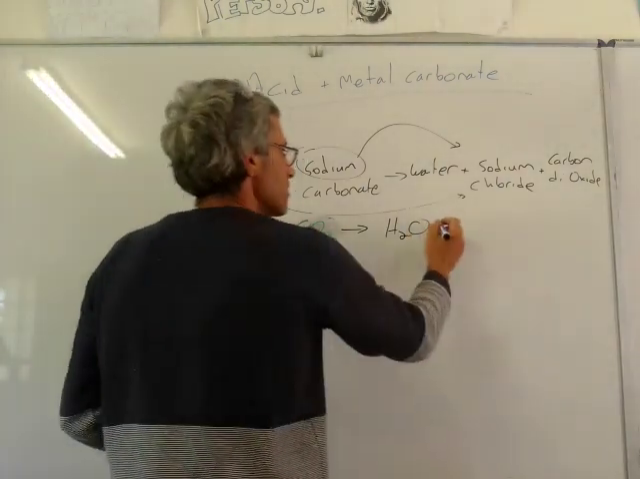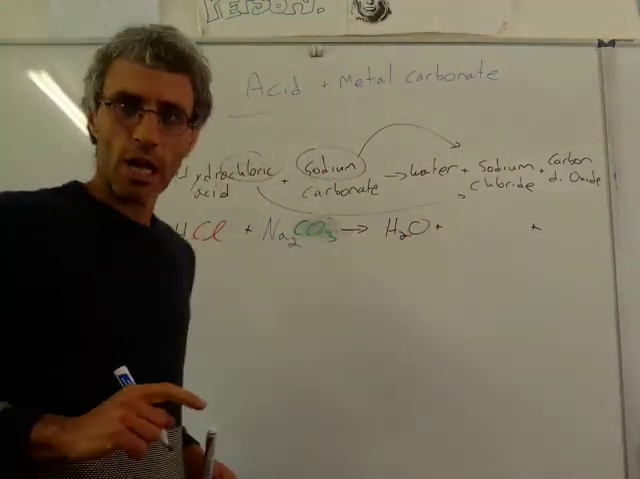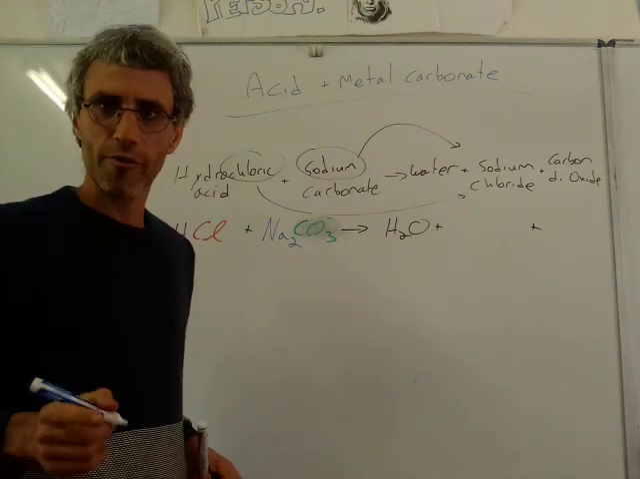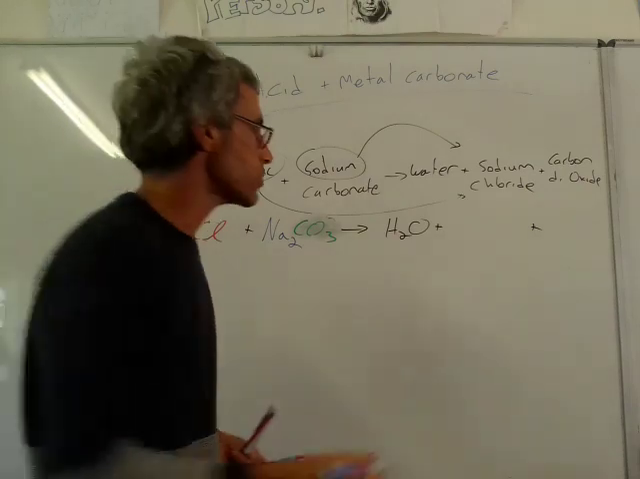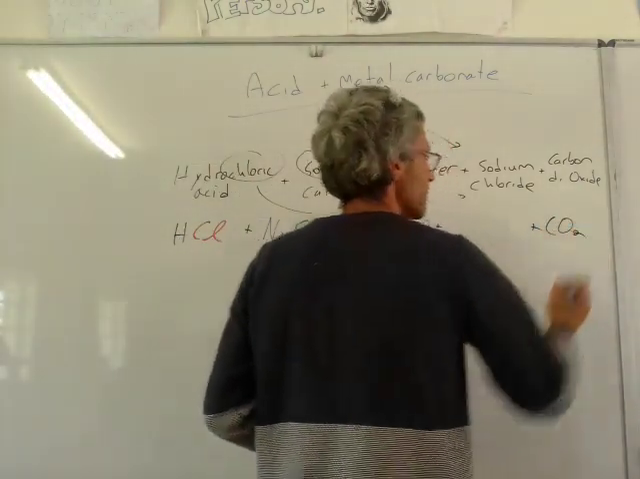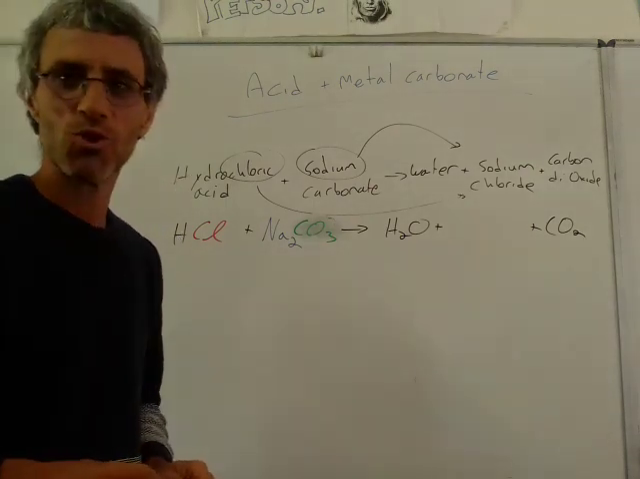Now, let's do the third one. If I took 1 oxygen out of the carbonate, it was CO3, I took 1 oxygen to get together with the H. What am I left with? CO2. So that's where the carbon dioxide comes from, CO2.